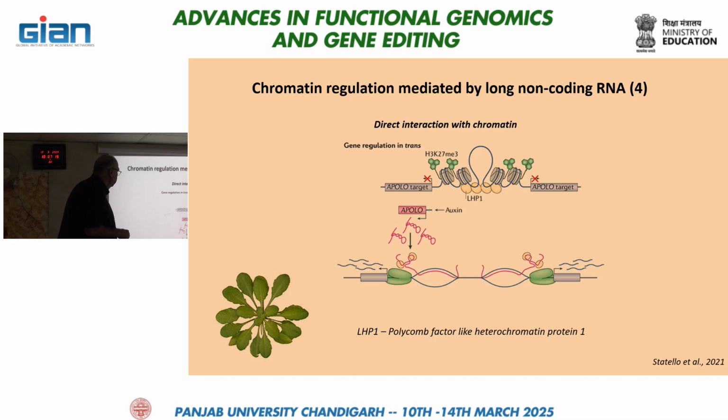Okay, so here, if APOLO appears in the cell, they can bind, look at this, R loops. They can bind the polycomb factor, which was important for silencing of target genes, and the target genes are transcribed. So this is a similar situation to the last one.